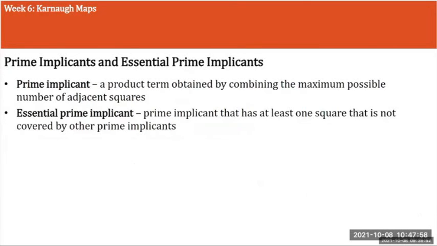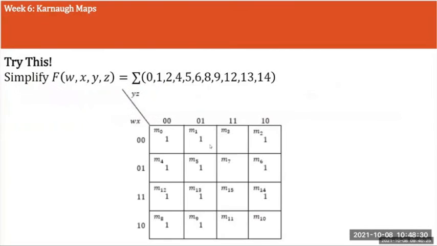So, prime implicants and essential prime implicants. So, yung prime implicant natin by definition is a product term obtained by combining the maximum possible number of adjacent squares. Essential prime implicant, the prime implicant that has at least one square that is not covered by the other prime implicants. So, yung ating prime implicant is nakukuha natin pag nagko-combine po tayo ng adjacent square. So, yung essential prime implicant naman po is yung hindi nako-cover ng ating ibang prime implicant.